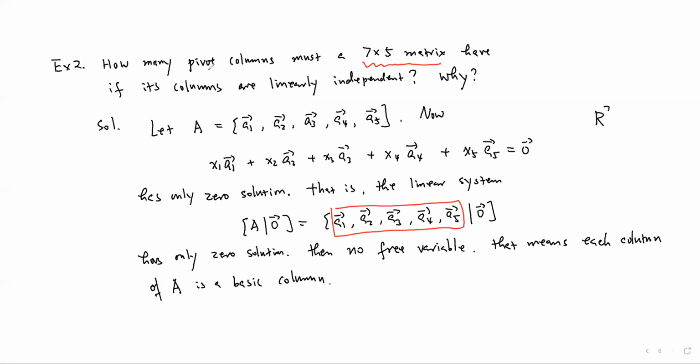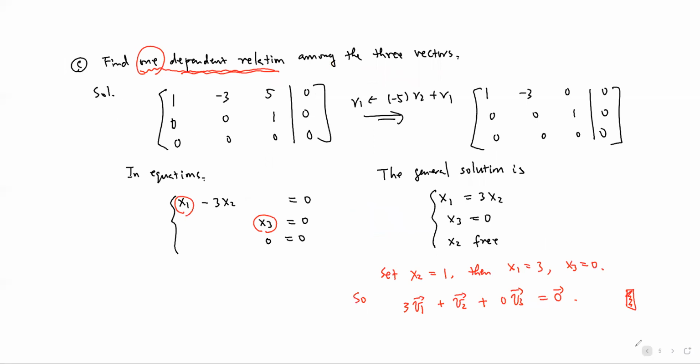How many pivot columns does this matrix have? 5. The conclusion is 5. This matrix A has 5 pivot columns. Yeah, done. Okay, I finished section 1.7 with this example 2. Now let's turn to the second topic.